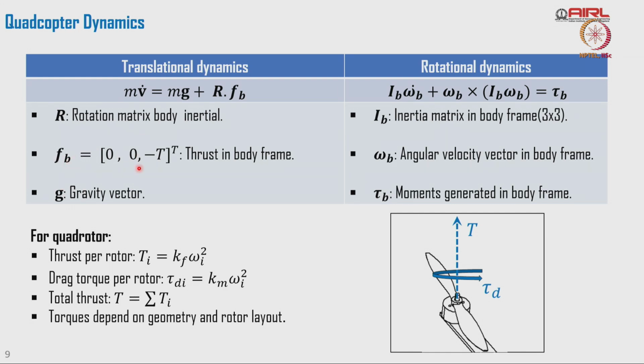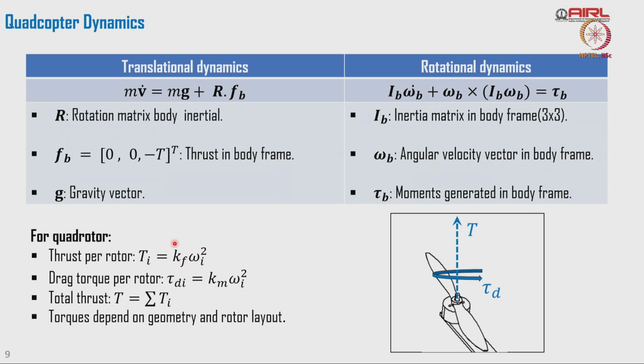Fb is the force acting on it. In the x direction I am not applying any forces, in y I am not applying any forces, in the z direction I have a thrust which is acting upwards, that is why it is minus T. You have a gravity vector, that is the m g component. For the quadcopter force, what is the thrust per rotor, Ti? If I am trying to approximate that relationship, it is quadratic.